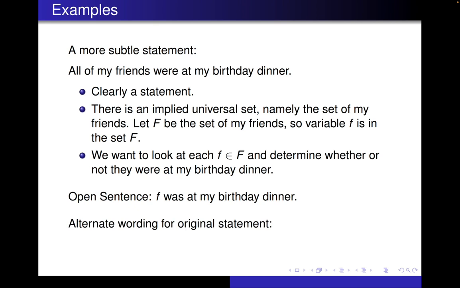And so this also gives me an alternate wording for my original statement. Remember, the original statement was all of my friends were at my birthday dinner. I could say it if I wanted to. It's a little bit weird to say it this way, but I'm okay with weird. For all little f in big F, remember big F is the set of all my friends, f was at my birthday dinner. And that's an equivalent way of saying all of my friends were at my birthday dinner. And then you can see that here is a statement that has an implied open sentence within it.